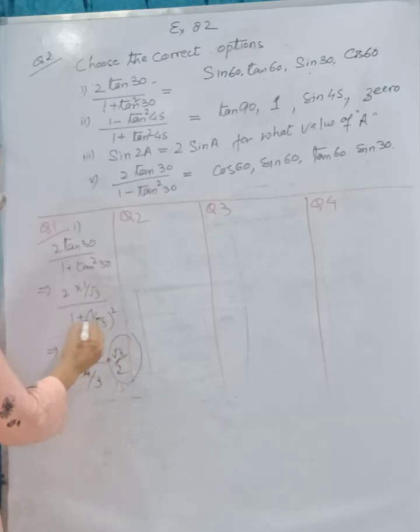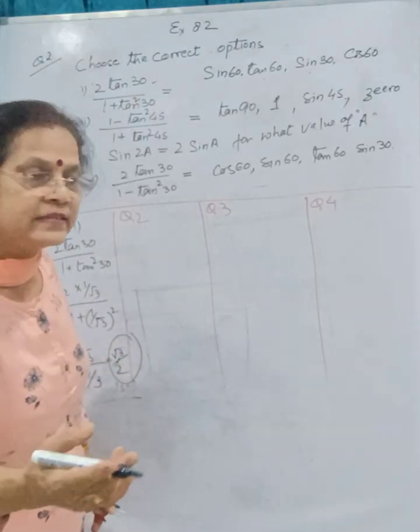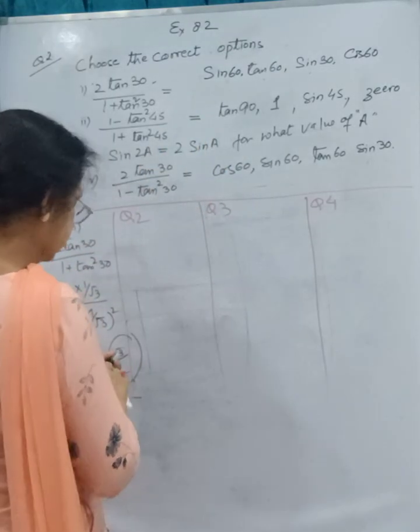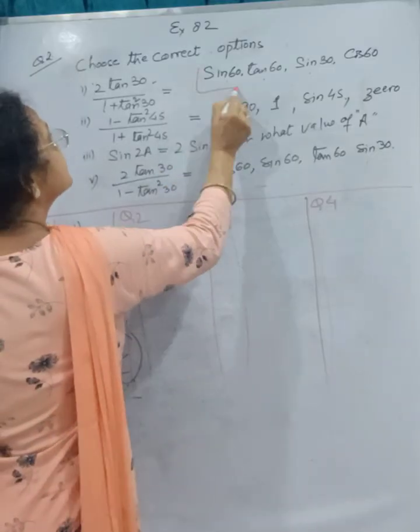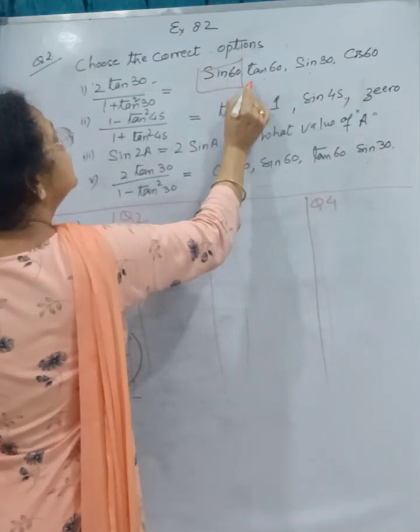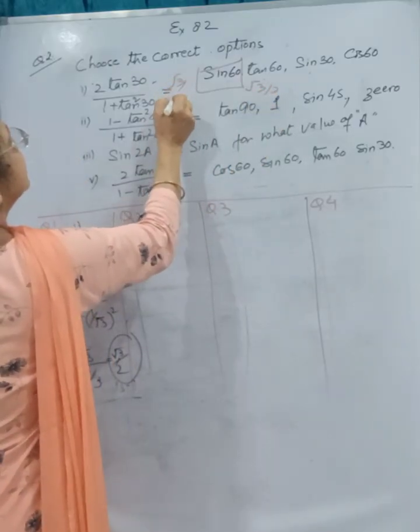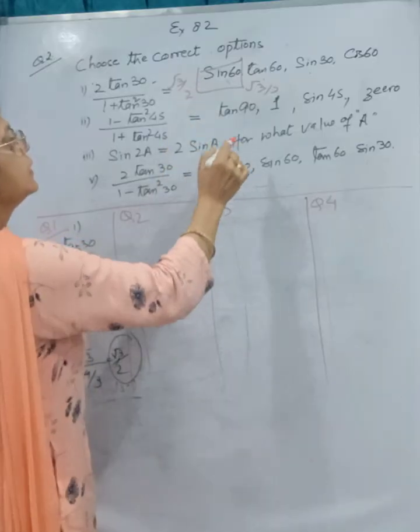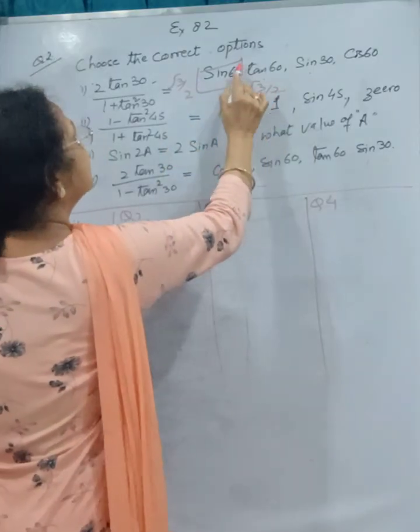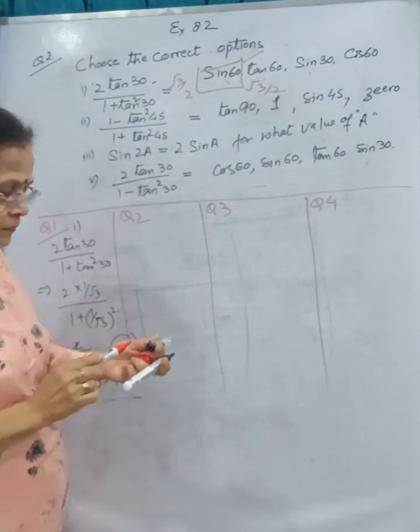And root 3 by 2 is the value of sin 60. It means this is the answer. The value of this option is root 3 by 2, and root 3 by 2 as per the chart is equal to sin of 60. This will be the answer.